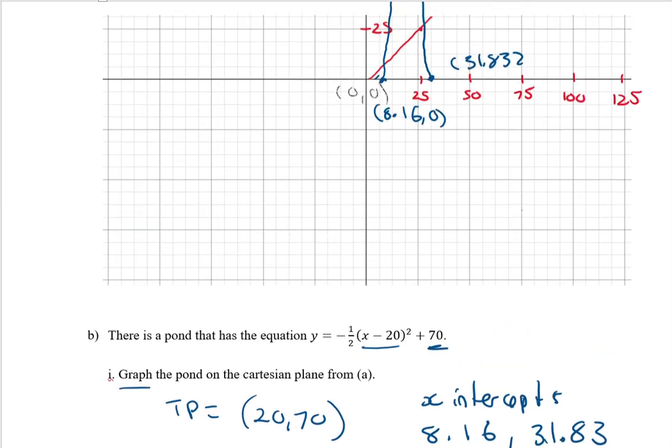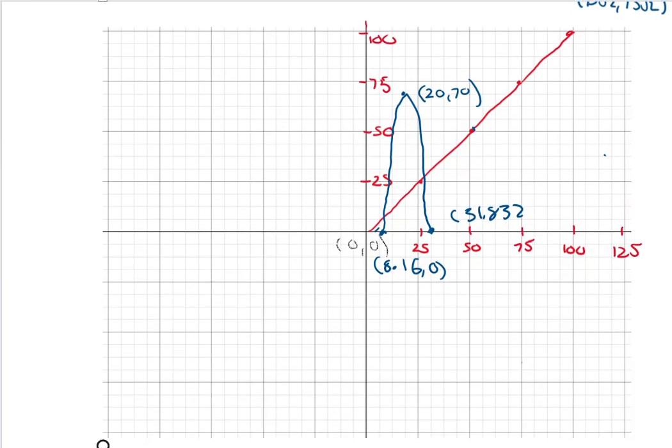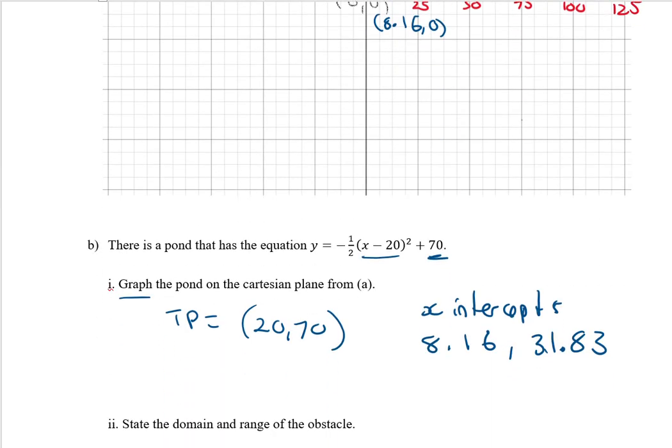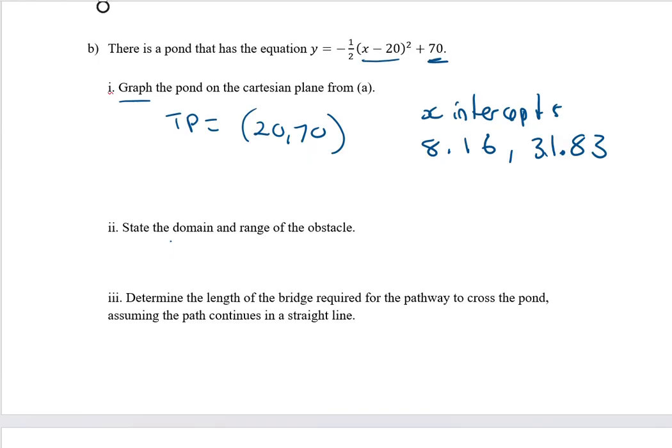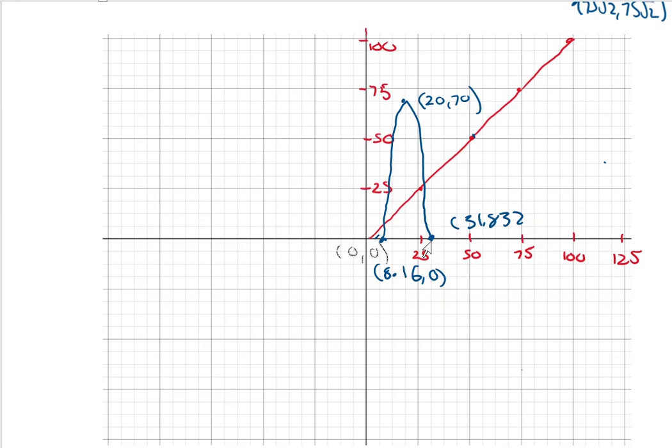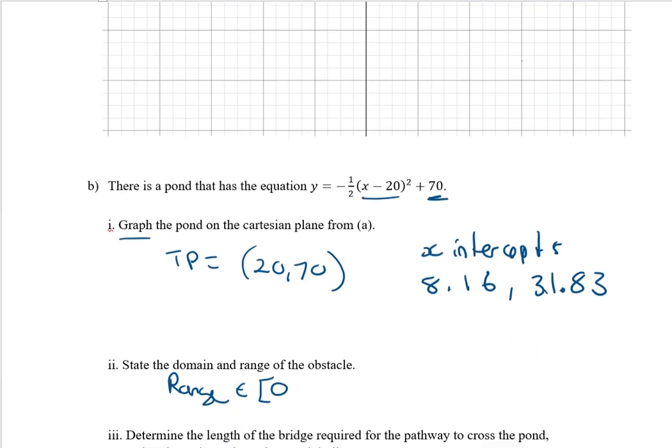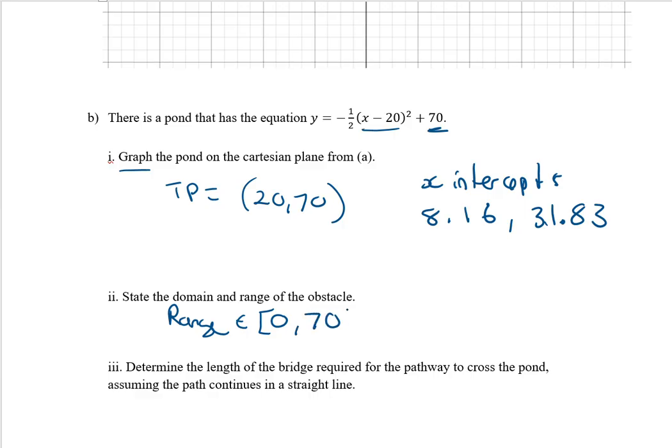State the domain and range. So normally if we look at a parabola, we always say that our range is going to go all the way down into the negatives, and our domain is implied to be all real numbers. But we need to take into consideration what we are allowed in this circumstance. So let's look at range first. The lowest point we can get for range is 0, because that's the x-axis of the park. We're going all the way up to 70. So we've got 0 to 70. Where's my domain?